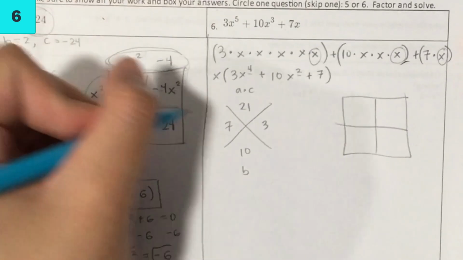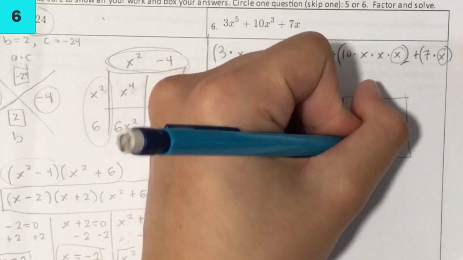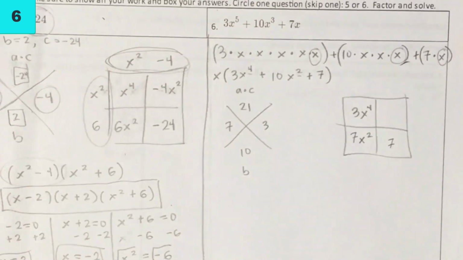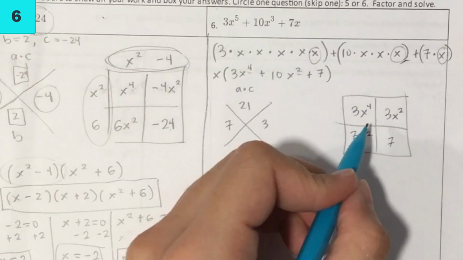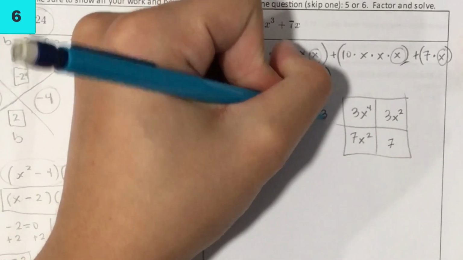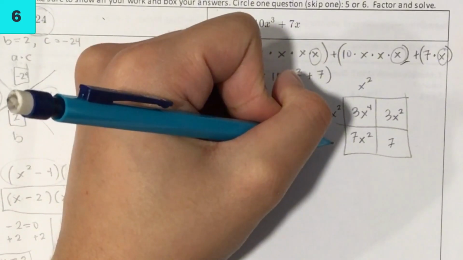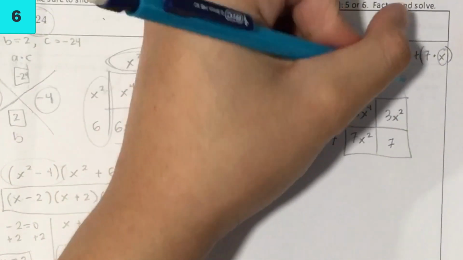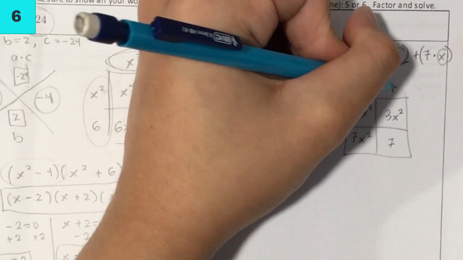Then we put in our values in the x box, 3x to the 4th, and the constant, which is 7, and then 7, in this case it will be 7x squared, and 3x squared. The GCF of 3x to the 4th and 3x squared is 3x squared. And then we're left with x squared. A number that multiplies with x squared that equals 7x squared is 7. And the GCF for 3x squared and 7 is 1.